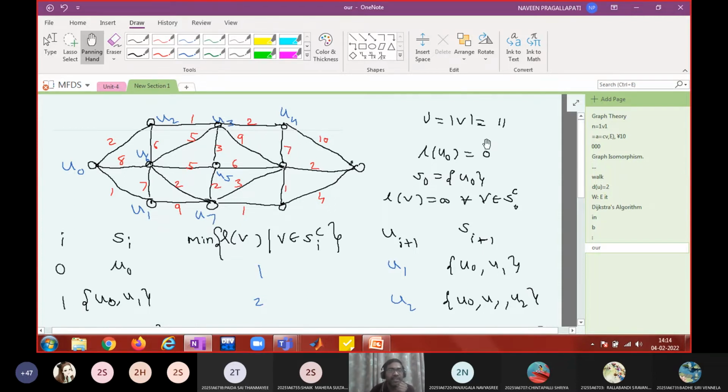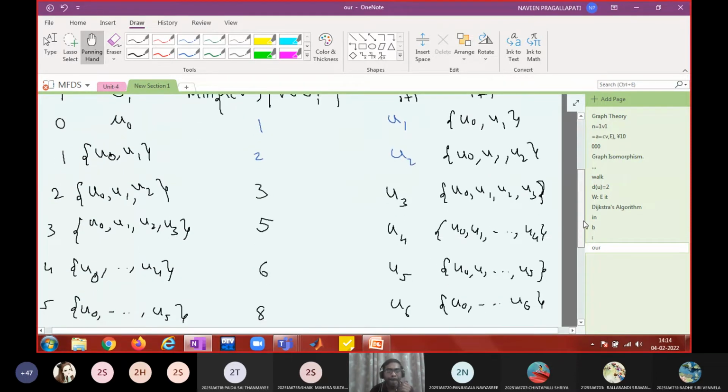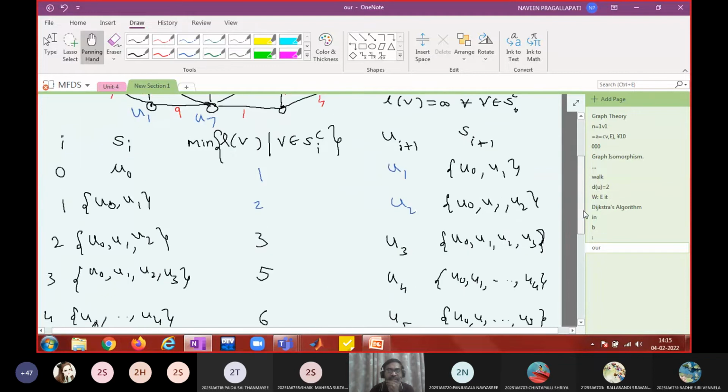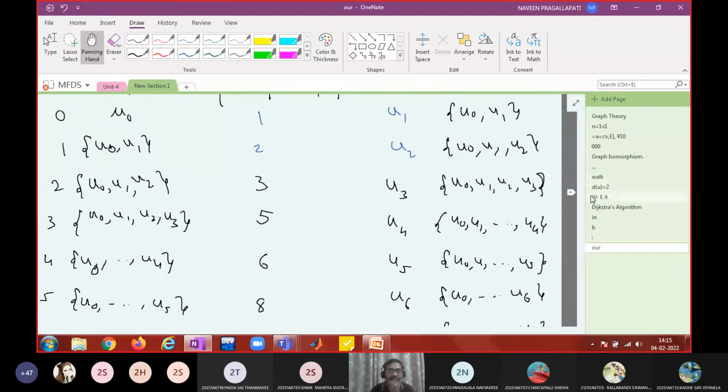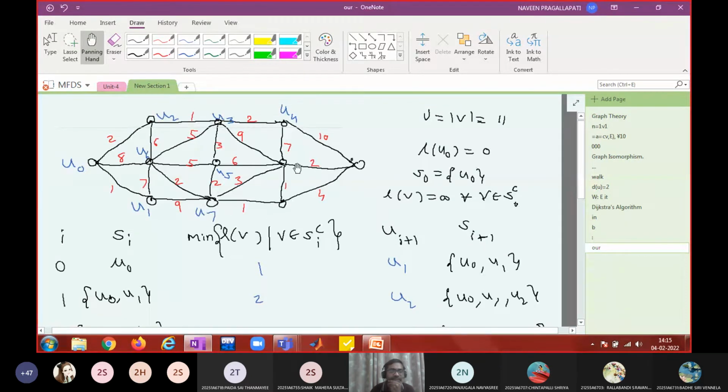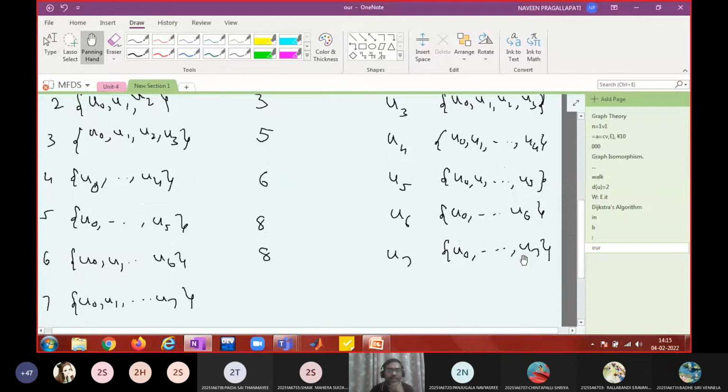What is the U4 shortest distance? It is 5. So 5 plus 7, 12. And if you are taking this length, okay, this is 6. 6 plus U5 shortest distance is 6, okay, 12. And if you are taking this node, the walk length is 1 plus 1 is 2. 2 plus U7, this is 8. 8 plus 2 is 10.